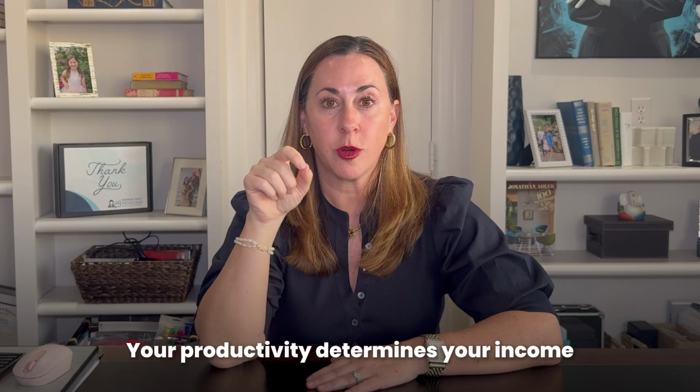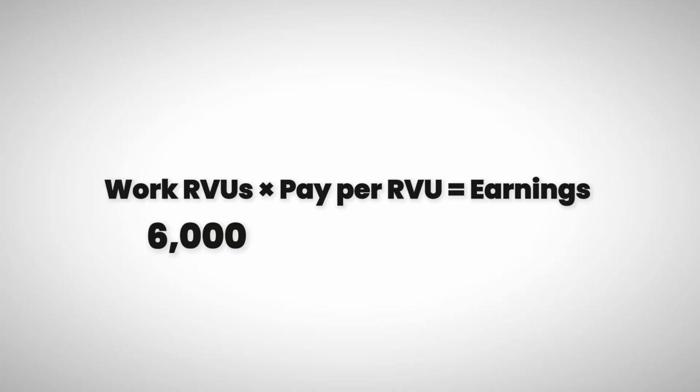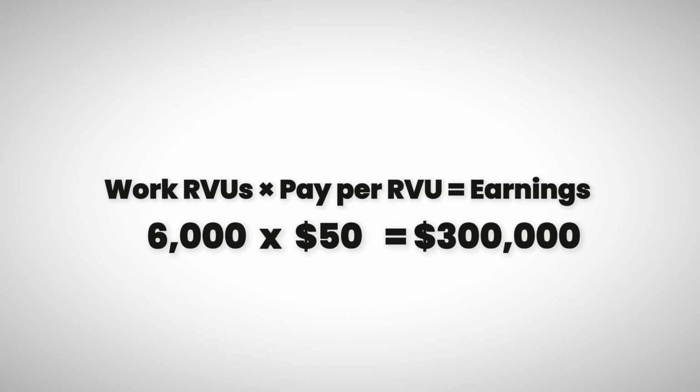Now here's the key formula you need to understand. RVUs multiplied by a dollar amount, which is called the conversion factor, is going to equal your pay. So if you generate 6,000 work RVUs and your contract pays you $50 per work RVU, then you're going to get $300,000.